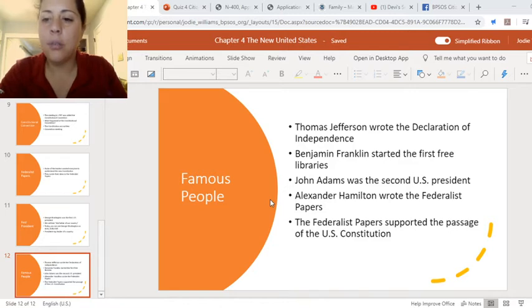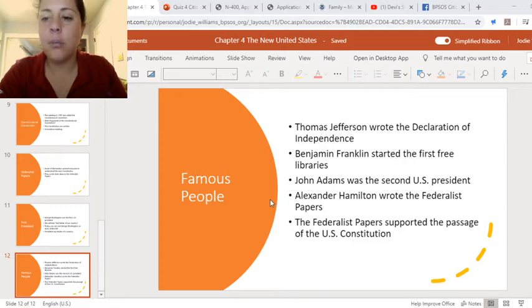So, if George Washington was our first president, let's look at other people who helped shape the United States, who helped start the United States. Thomas Jefferson wrote the Declaration of Independence. Benjamin Franklin started the first free libraries. John Adams was the second president. Second means not first. He was second.